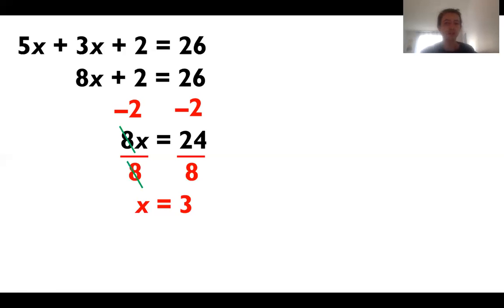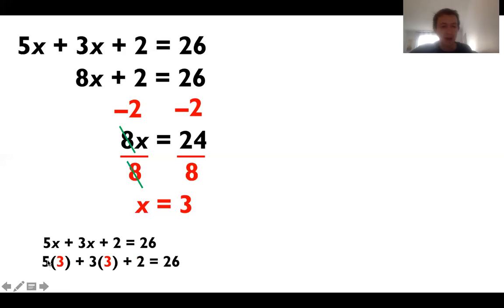One other thing that we should do now that we have our answer is we should test it just to make sure that we got it correct. You should be able to take the value that you got for x and replace the x in what you started with. And if I do that, I replace the x with 3. I do 5 times 3 plus 3 times 3 plus 2. Well, 5 times 3 is 15. 3 times 3 is 9 plus 2. It does equal 26. If it didn't, it would have meant that I made a mistake.